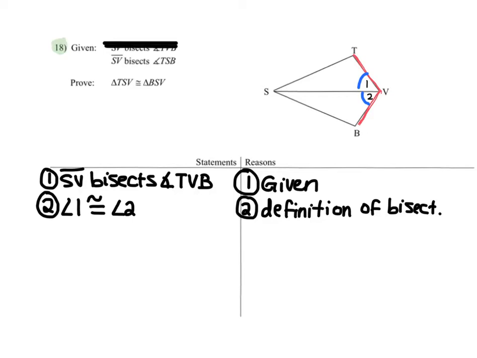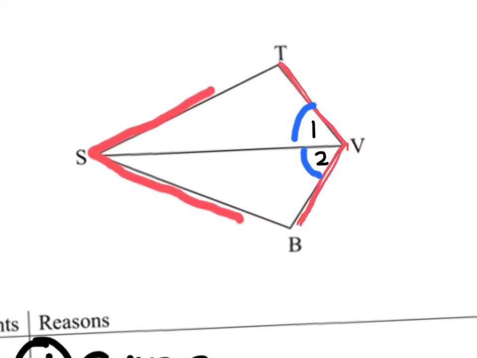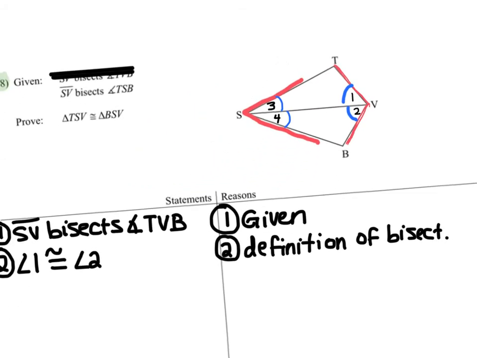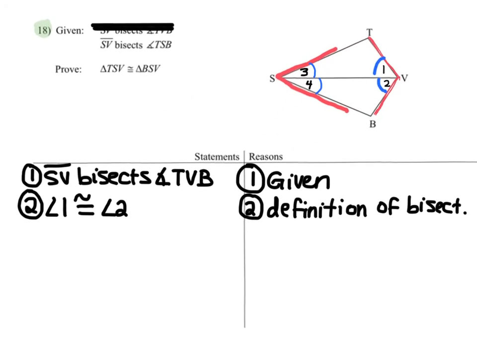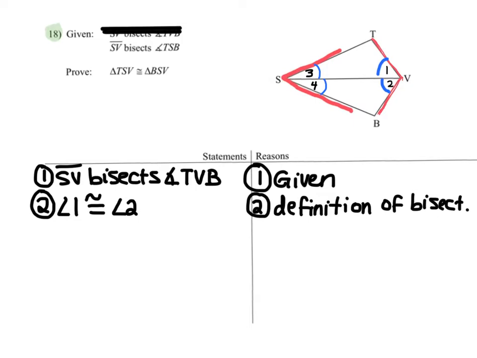Which angle is it this time? TSB is this angle back here. So again, I'm going to have congruent angles. It's going to be these ones. These ones are being cut in half. And again, I'm going to number these angles. Let's number them 3 and 4. Perfect. All right, so what does that second given tell me? It's going to tell me that angles 3 and 4 are congruent. Those angles are being cut in half.